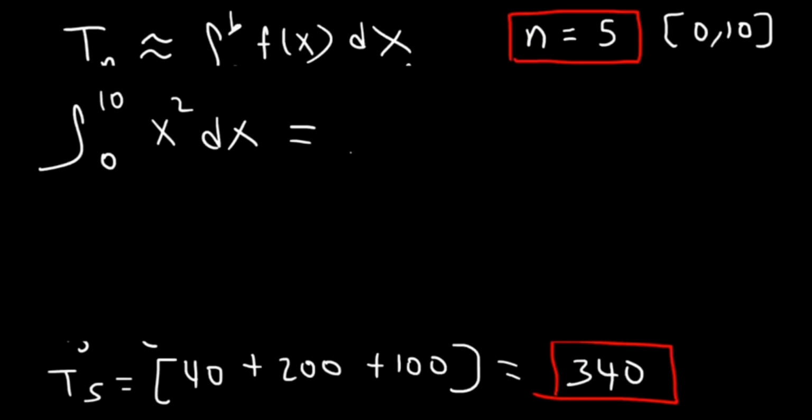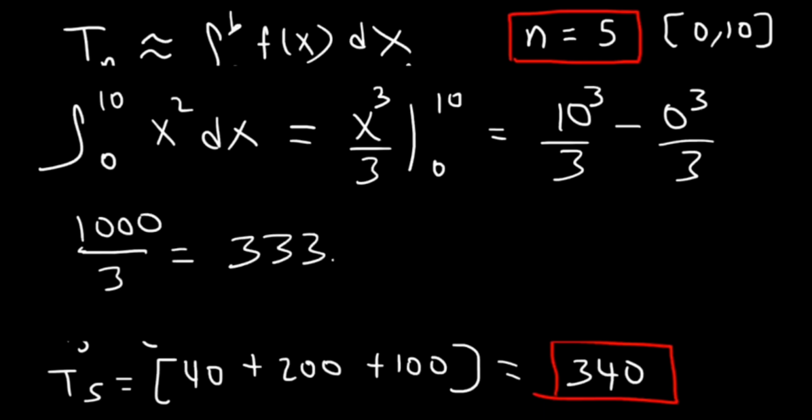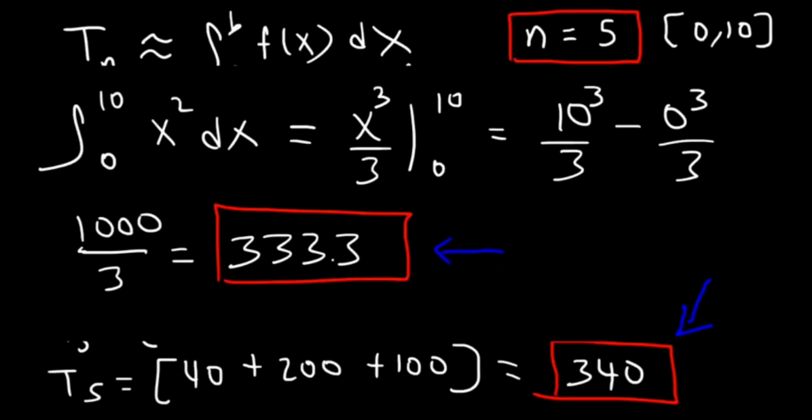So now let's calculate the exact answer by evaluating the definite integral. So the exact answer is going to be the integral from a to b, 0 to 10, of x squared dx. The antiderivative of x squared is x cubed divided by 3 evaluated from 0 to 10. So if we plug in 10, it's going to be 10 to the third over 3. And then if we plug in 0, that's going to be 0.